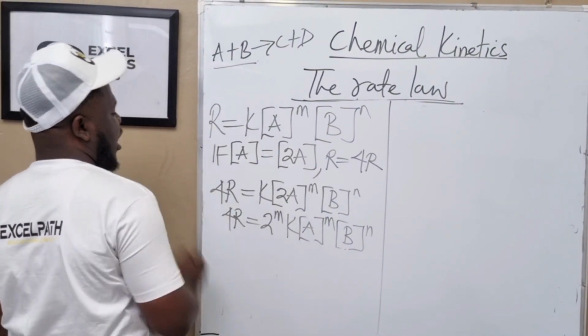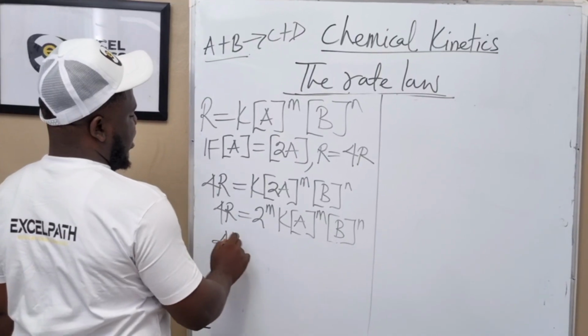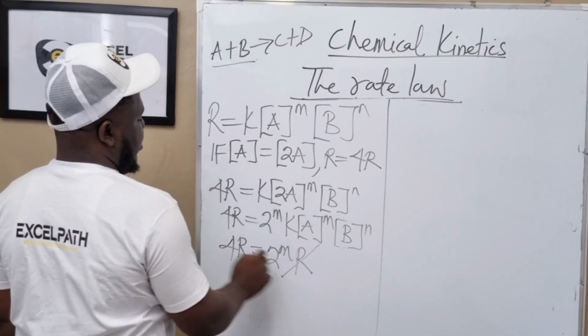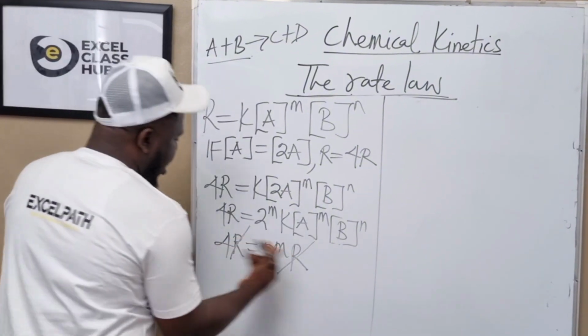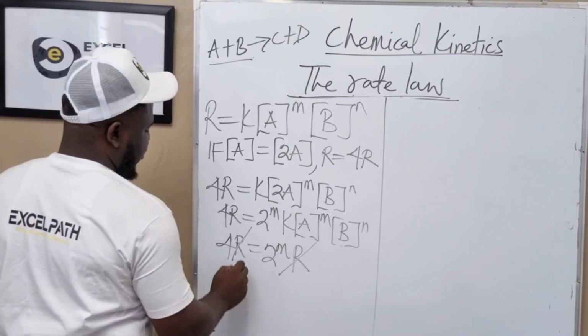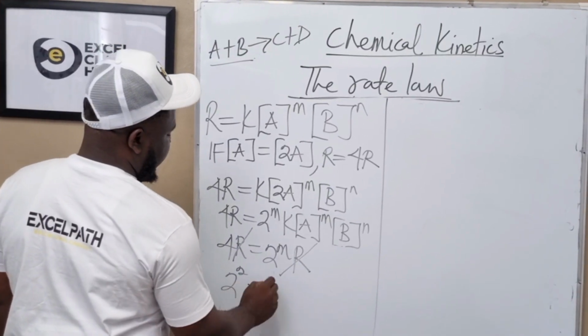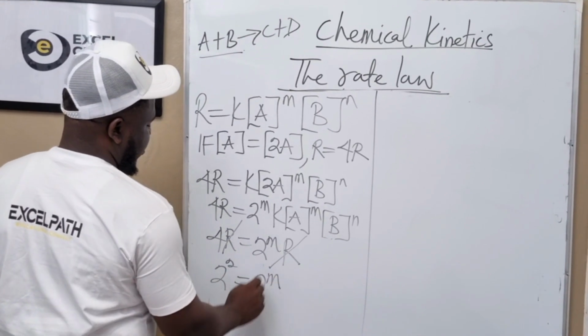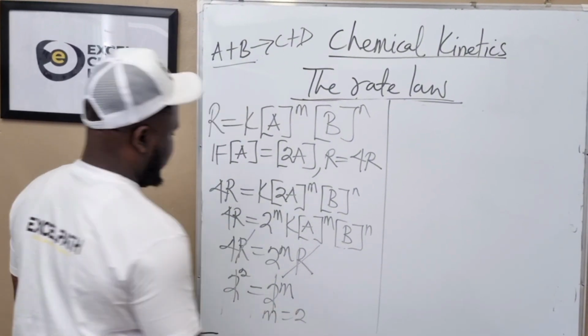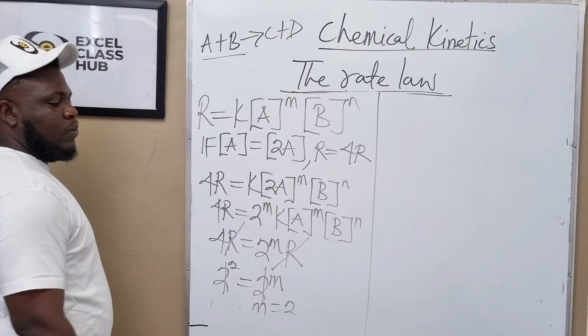This is equal to R. So that becomes 4R is equal to 2 raised power M R. R cancels R. So how can we ensure that they have the same base? 4 is the same as 2 raised power 2. So 2 raised power 2 is equal to 2 raised power M. 2 cancels 2. M is equal to 2.